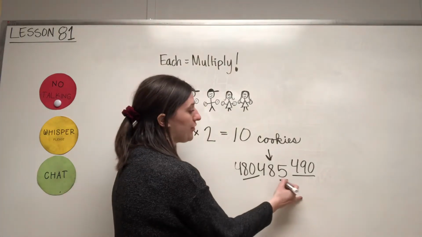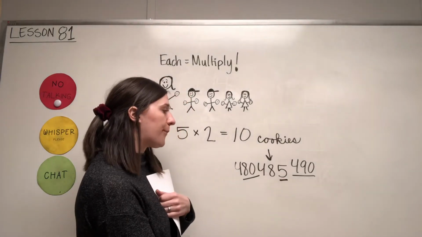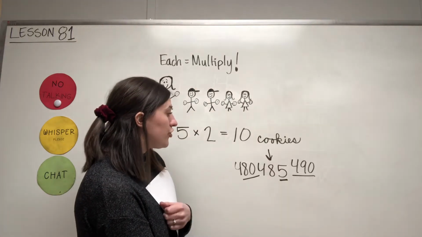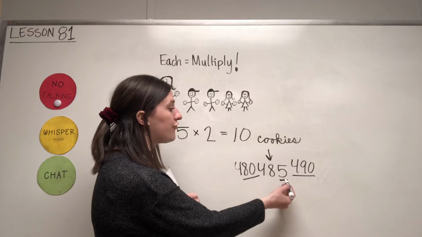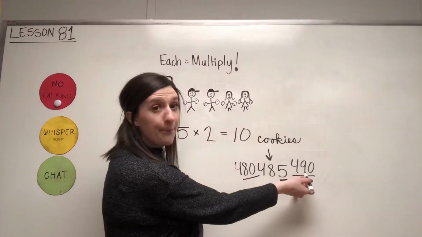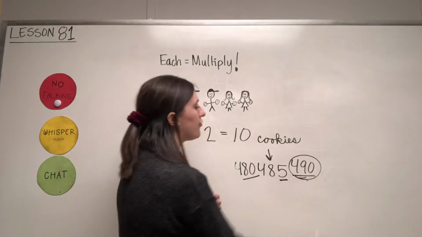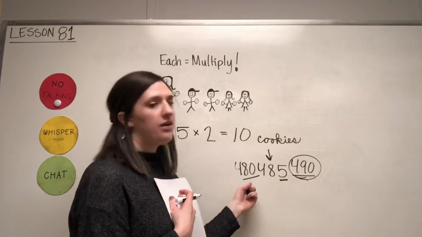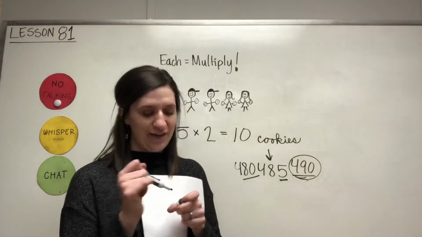Remember, you look at the number in the ones place to know whether you round up or down. And you remember that 4s round down and 5s round up. So you would circle 490 because 485 is closer to 490 than it is to 480.